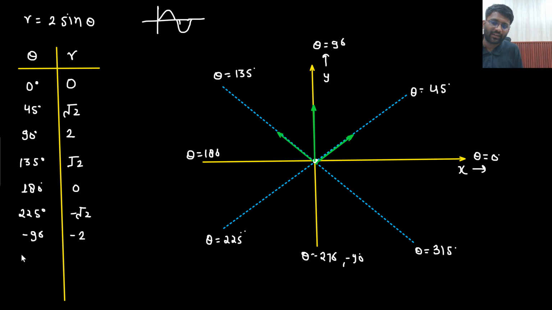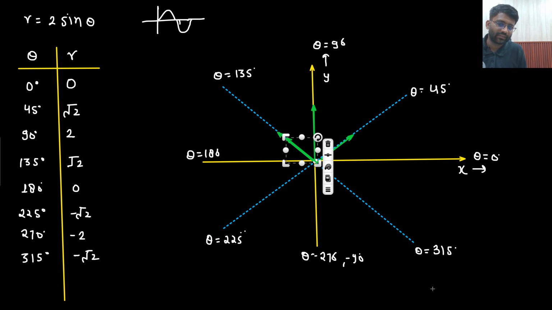And when theta is 315 degrees, you are supposed to move a distance of minus root 2. That means you move root 2 in the negative direction. Let me write down the distances. This distance is root 2, this distance is 2, and this distance is also root 2. And when theta is again 360, you reach here again. So you are moving from 0 to this distance, then this distance, then this distance, in that manner.